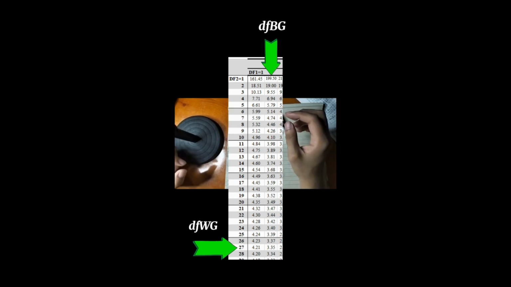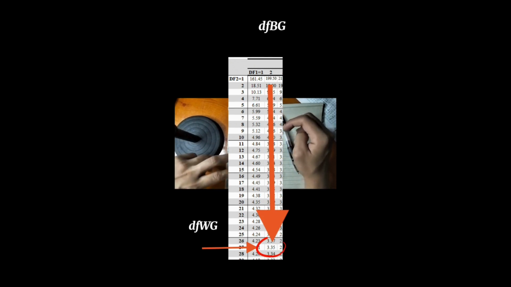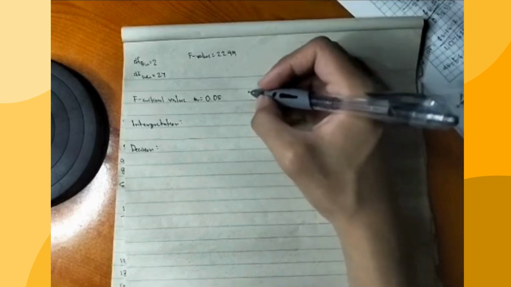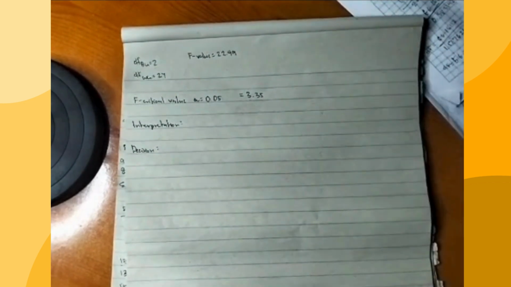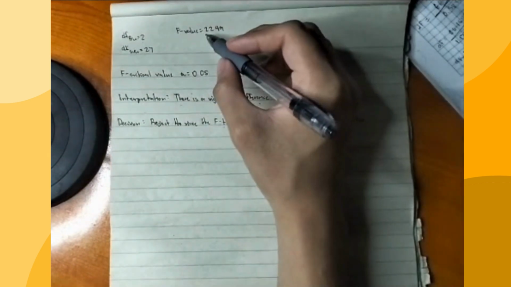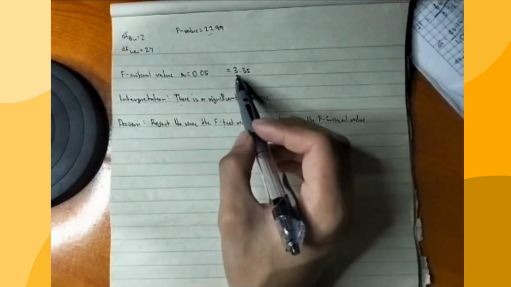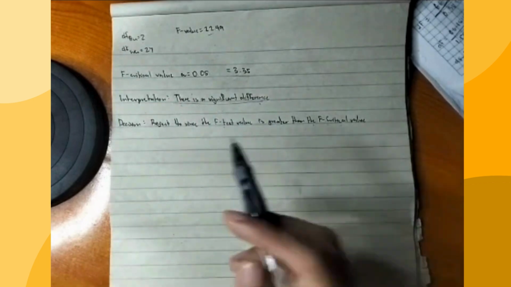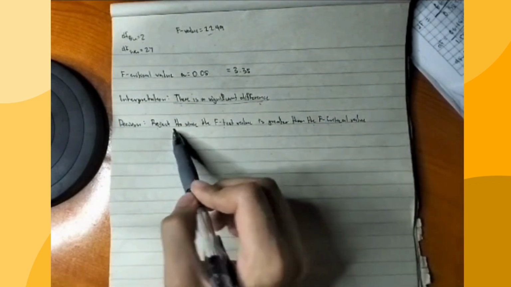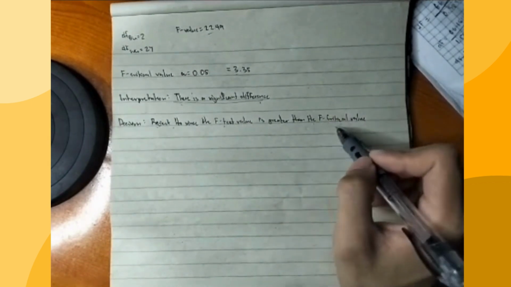So we're going to start from both DFBG and DFWG to get the center point of that. So our critical value is 3.35. Since the F value is inside the F critical value, or the 3.35, there is a significant difference. So our decision is reject the null hypothesis since the F test value is greater than the F critical value.